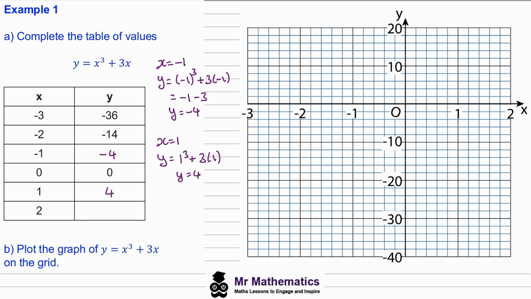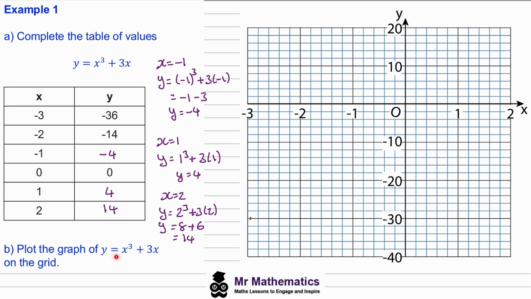Do you want to try and work out the y value when x equals 2? Okay, so x equals 2. So y will equal 2 cubed plus 3 lots of 2. 2 cubed is 8. 3 times 2 is 6. So y will equal 14. Okay, so that's the table of results.